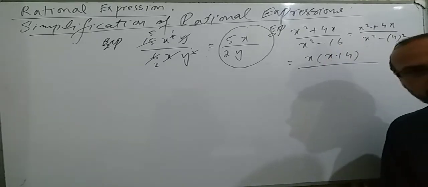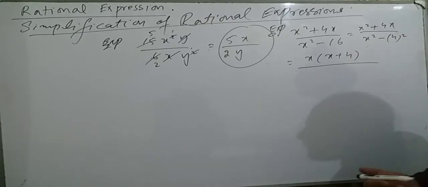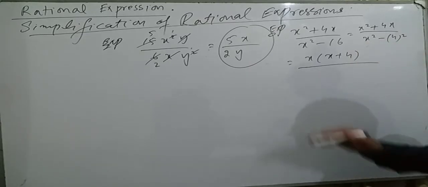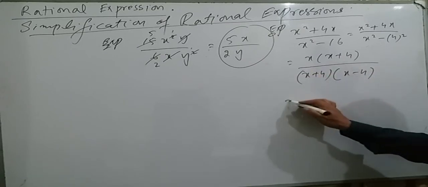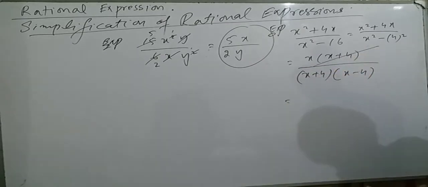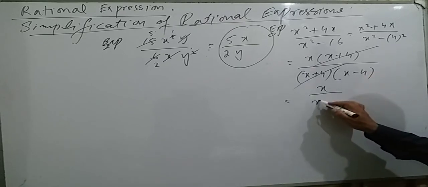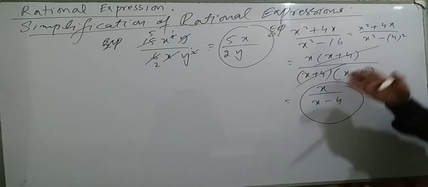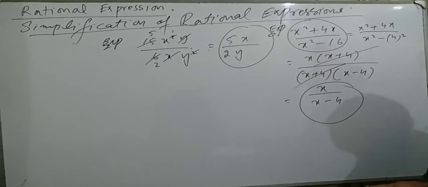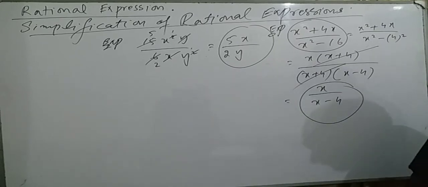16 is the square of 4. So we can apply the formula a square minus b square, which is equal to what? A plus b into a minus b. So we can write x plus 4 into x minus 4. Now if you see, here we have a chance: x plus 4 cancels with x plus 4. What will remain? x in the numerator and x minus 4 in the denominator. So this is the simplified form of this expression. So in this way you can do simplification of rational expressions.